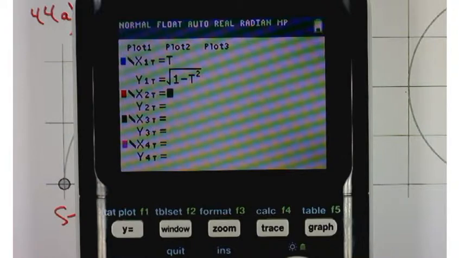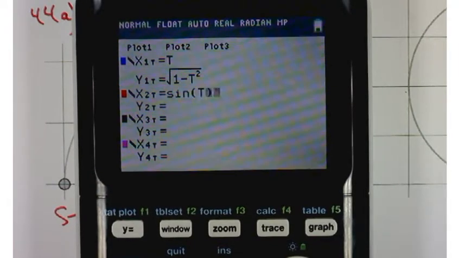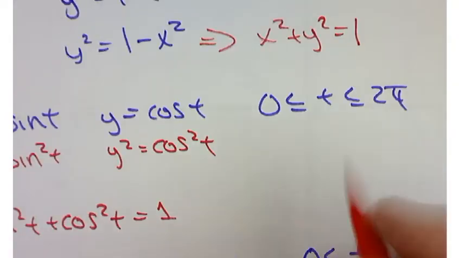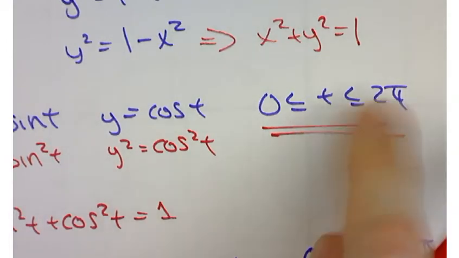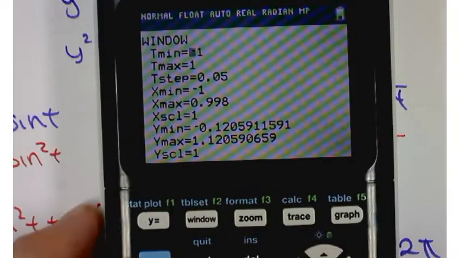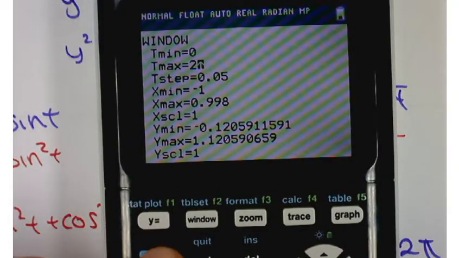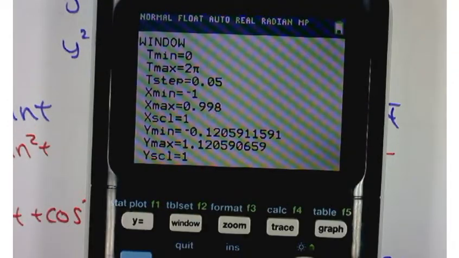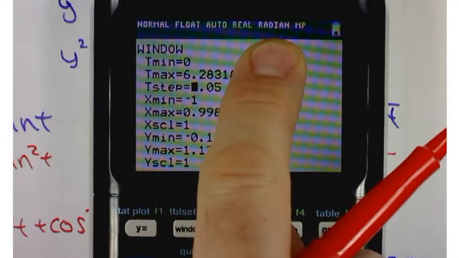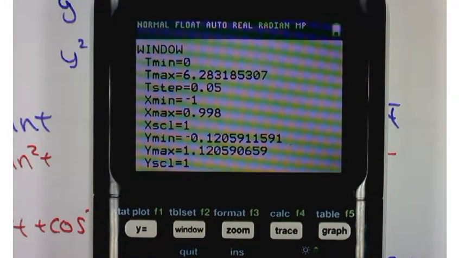Let's put in the next pair, which is going to be sine of t and cosine of t, like that. What's the range for t in this one? 0 to 2 pi. So for your window, let's do 0 to 2 pi. Now when I press enter, that 2 pi is going to be replaced by 6.28, etc. You'll probably get away with this as my t-step. Make sure your calculator is in radians. The range that they're giving you is 0 to 2 pi. I'm not talking about degrees.